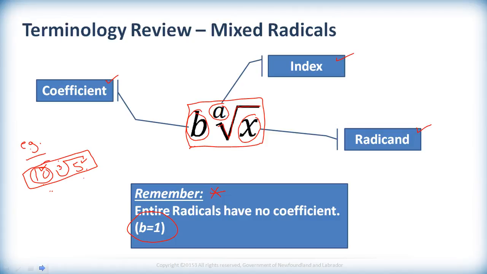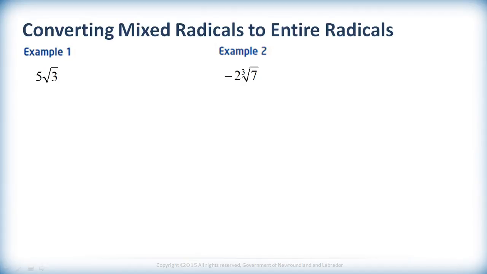Okay, on we go. So the next one, we're going to talk about now converting mixed radicals to entire radicals, which is sort of the bread and butter of this section that we're talking about today. So what we have to do is take a mixed radical like 5 square root 3, and we have to convert that into just one single entire radical.